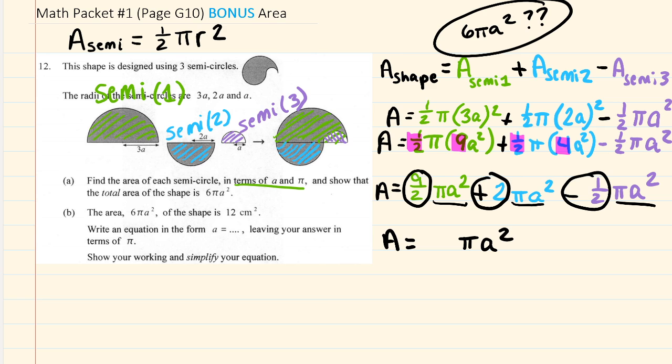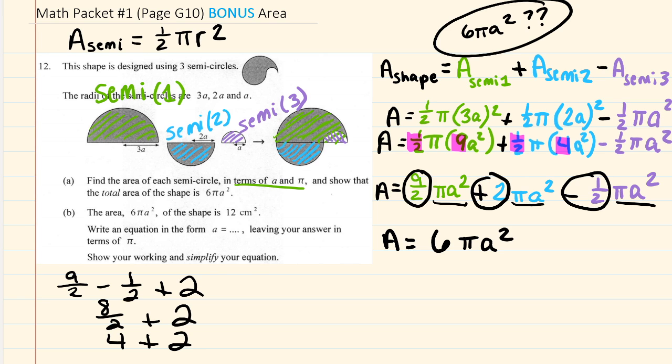Okay, so let's start with the 9/2 minus 1/2. So that would be 8/2. I'm kind of using the commutative property here, switching things around. So 9/2 minus 1/2 is 8/2 plus 2. Bring that down. 8 divided by 2 is 4, and 4 plus 2 is 6, which is exactly what I wanted. We had to show the total area was 6 pi a squared. So we're done with part A.